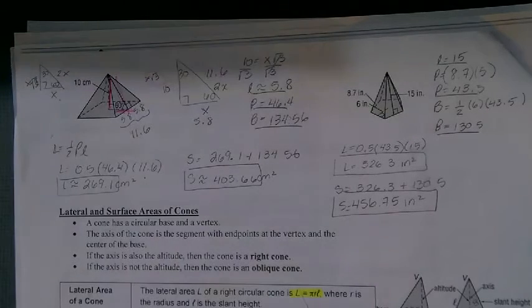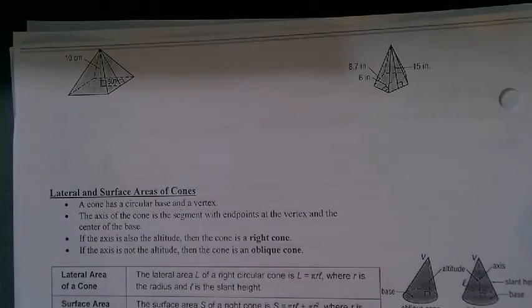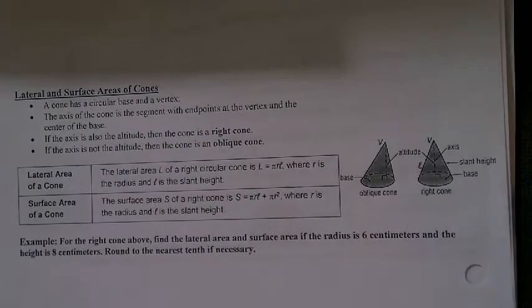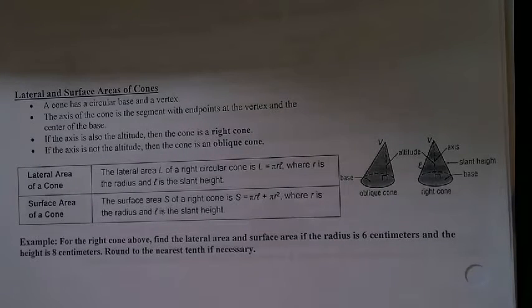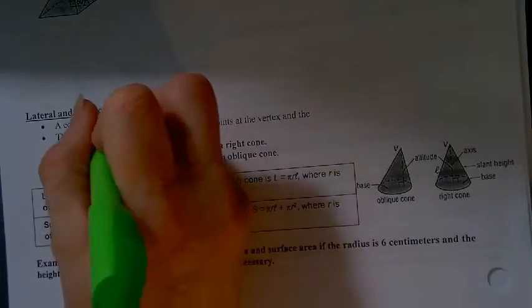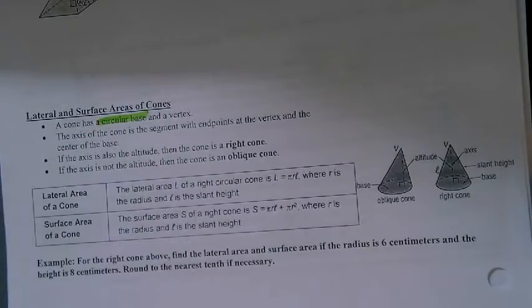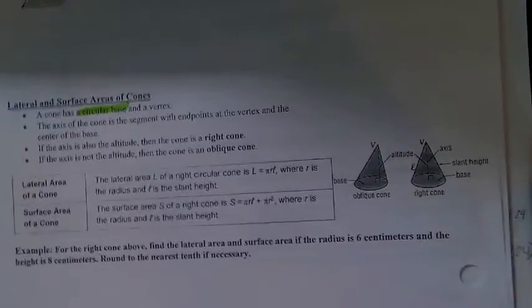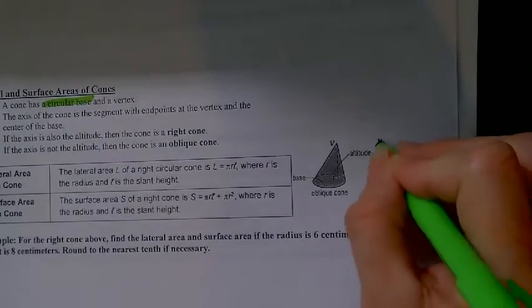Okay, so let's go ahead and look now at lateral and surface area of cones. Similarly to a pyramid, a cone has a vertex. The difference is that a cone has a circular base. I know you guys know this, this is just kind of review. The axis of the cone, this is something new, has endpoints at the vertex and the center of the base. So here is the axis of the cone.